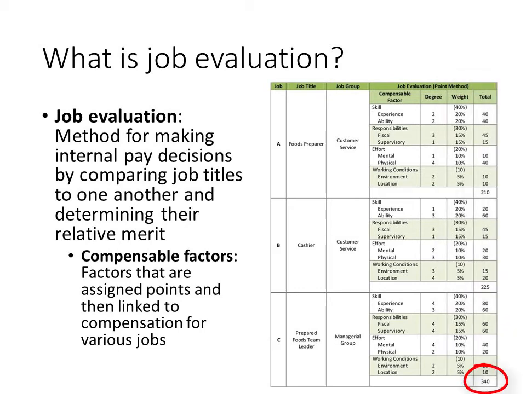The team leader has the highest score at 340. What this means is that we are expecting more from a team leader than we are from a foods preparer and a cashier. Most team leaders do in fact make more money than lower level employees. The job evaluation process provides evidence, data to back up those decisions.